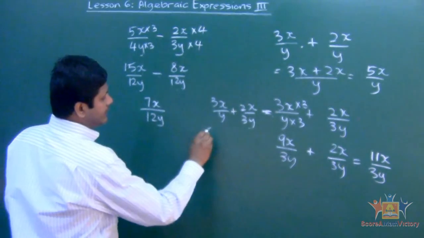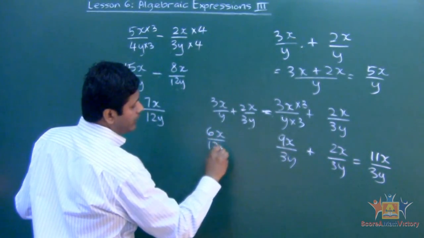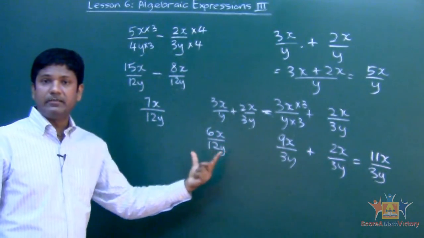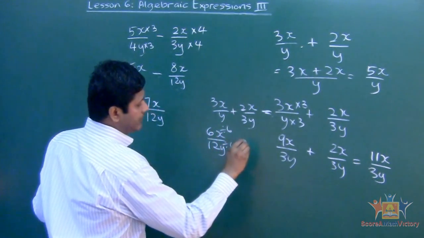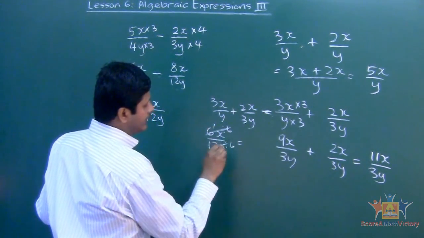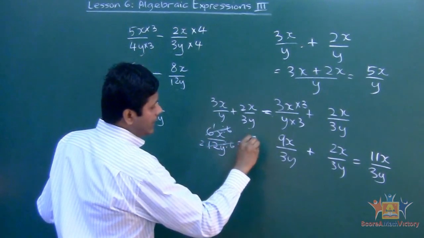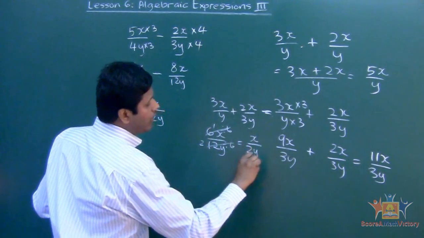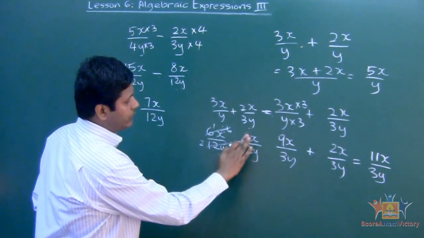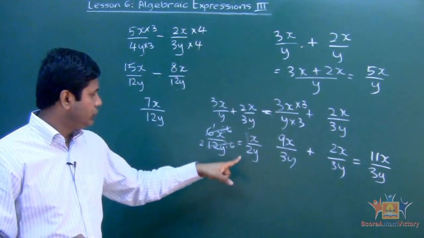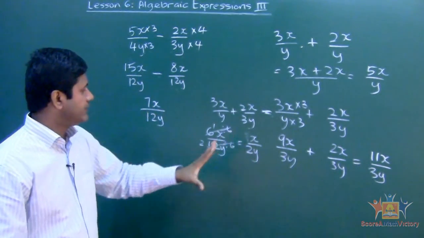Now, let's say it's like this: 6x over 12y. Yes, this one I can simplify, because I can divide this by 6 and I can divide this by 6. That makes it 1, and this one becomes 2. So it'll be x over 2y, because the x is going to stay. That 1, you don't have to show. You just put x over 2y, if it's 6x over 12y.